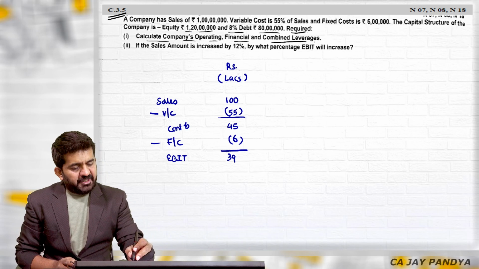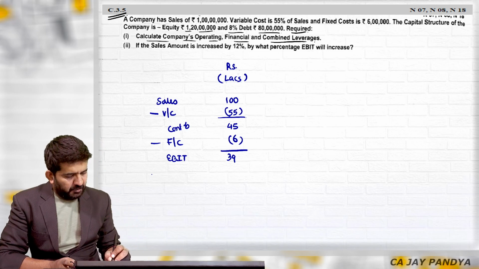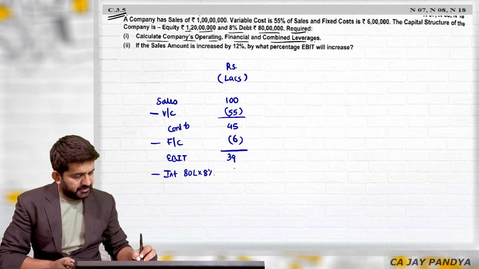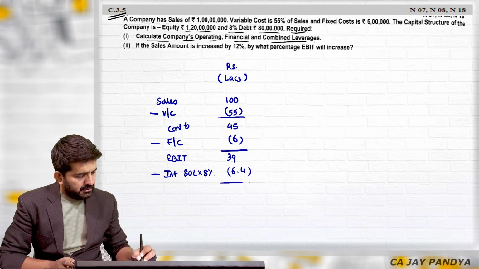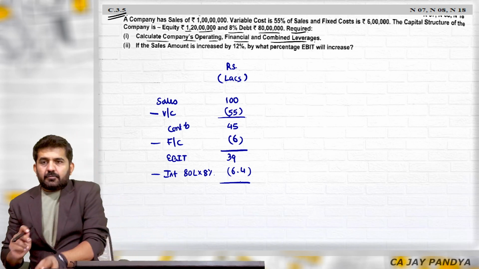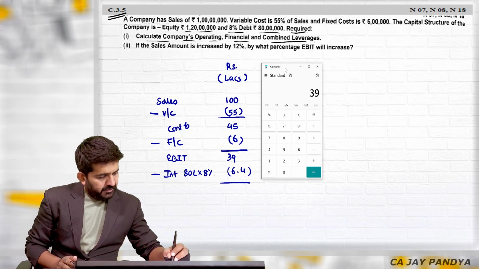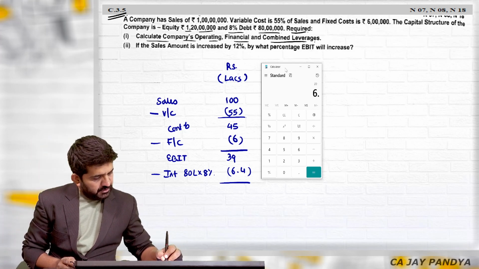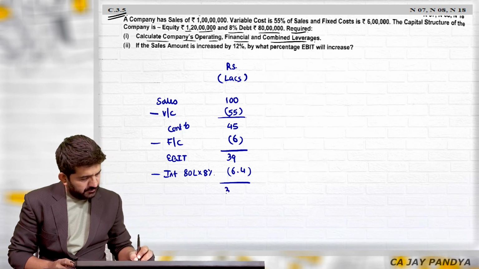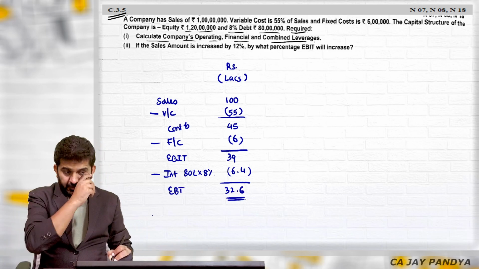Capital structure of the company is equity and 8% debt of 80 lakhs. So what will be interest? 80 lakhs multiplied by 8%. That is 6.4 lakhs. What will be the answer? 39 minus 6.4, 32.6, is nothing but EBT.